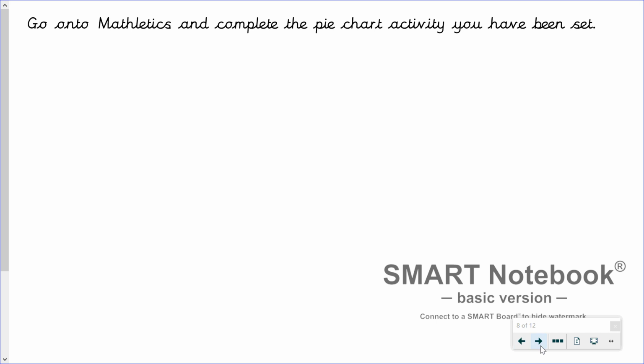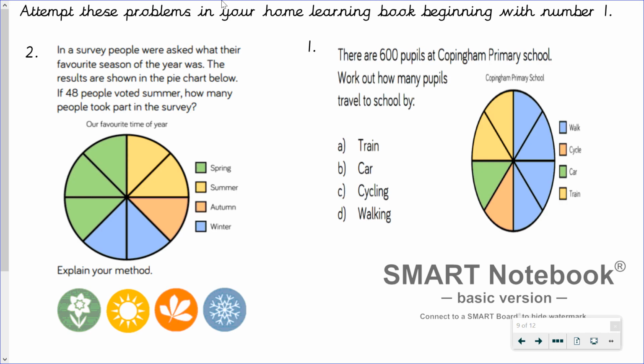Let's crack on. So straight away, I just want you to get on with it. Now, it is going to look annoying. It annoys me with my need for everything to be neat and tidy. But question 1 is here on the right hand side. That's because it fits better here. And question 2 is here. What I'd like you to do is answer both questions in your home learning book.